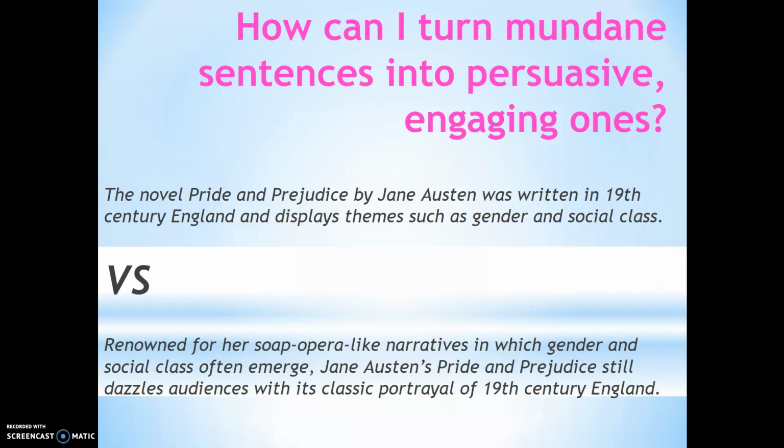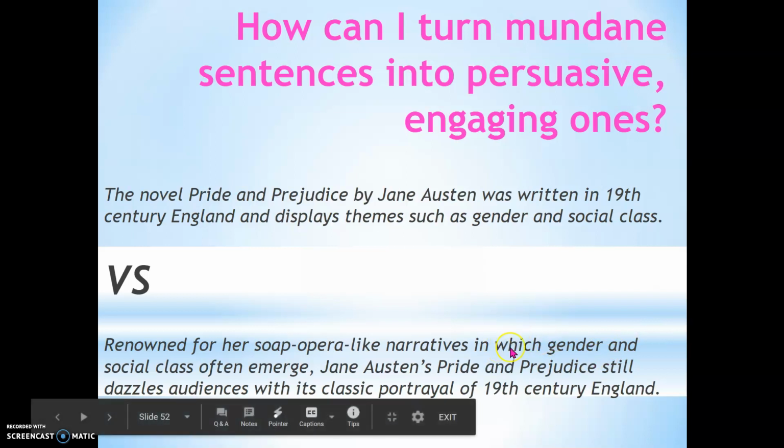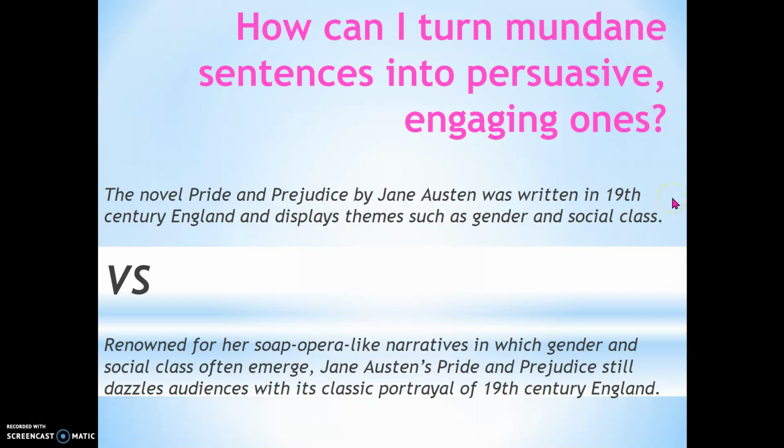So if you look at the first sentence and the second sentence, they've still got the exact same facts in there. It's Jane Austen, the title is Pride and Prejudice, and it was written in the 19th century England. Now, obviously, the first sentence also has gender and social class. Can you see gender and social class mentioned in the second sentence? Yes, you can. So it's just about taking the facts and trying to tell us those facts or your opinion in a way that sounds a little bit more punchy and a little bit more engaging for your reader.